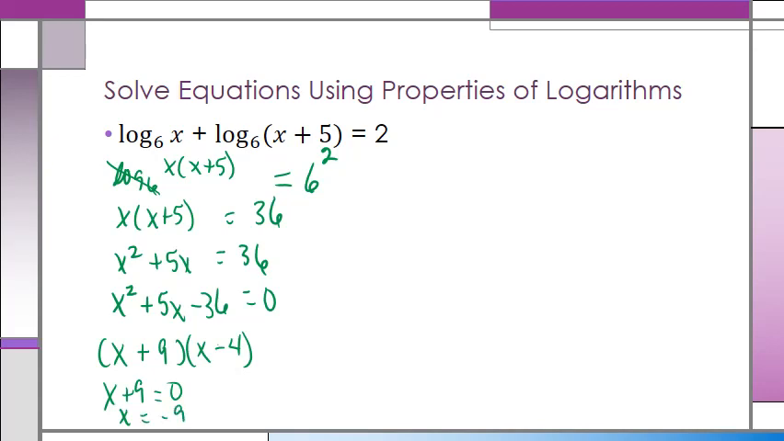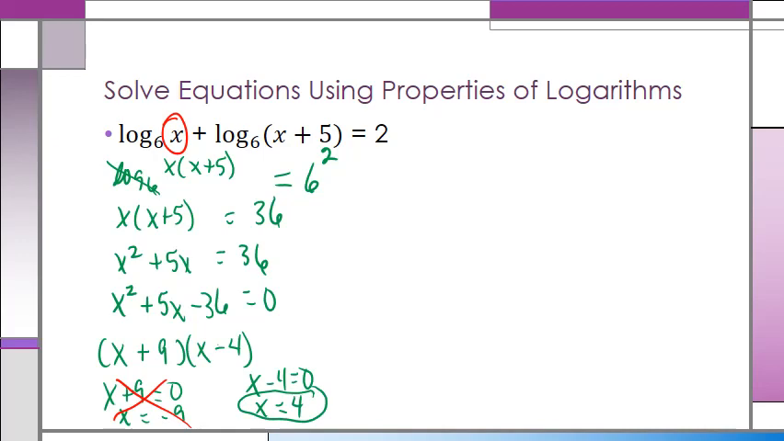Now, we just discussed that we cannot take the log of a negative number, and if I substituted in negative 9 for x, I'd be taking the log of a negative number, so that is not a valid solution. Let's check our other factor. x minus 4 equals 0 when x is equal to 4. All right, so let's go back and prove this thing. This is our answer. x is equal to 4.